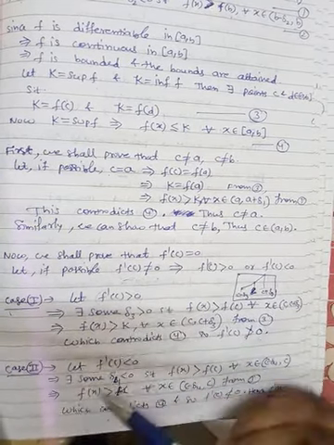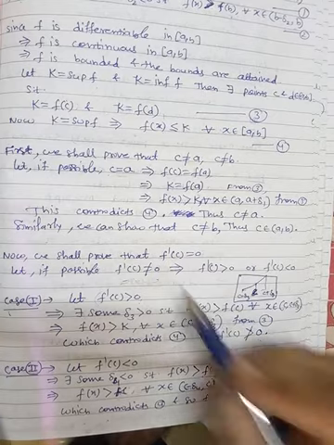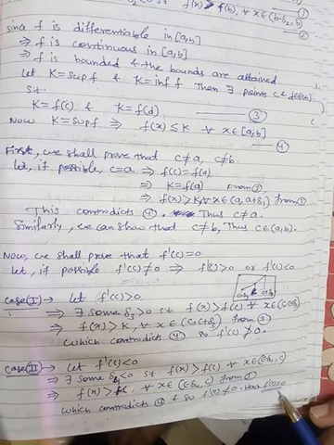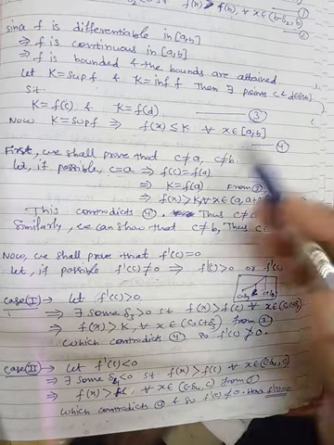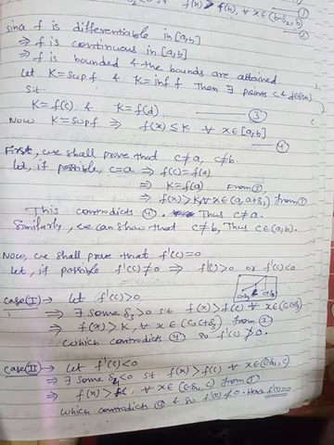Hence f dash C is not negative and not positive. So what is the meaning? Meaning is that f dash C is 0. Fine. So this is the Darboux theorem. Okay, thank you.